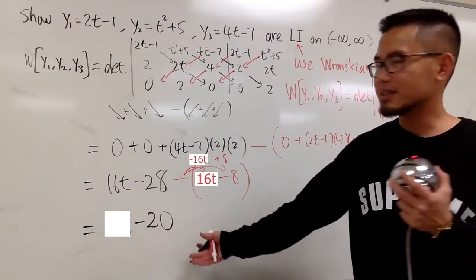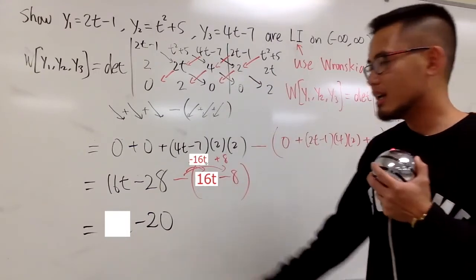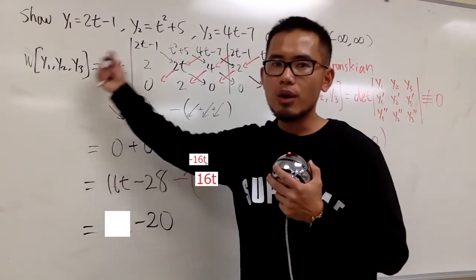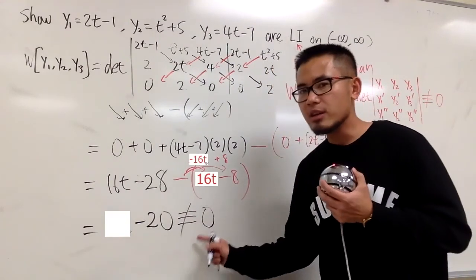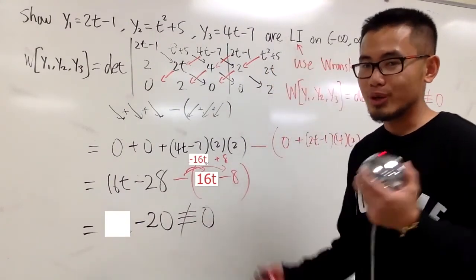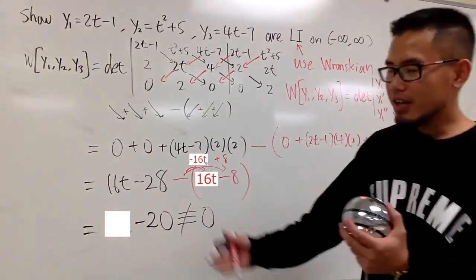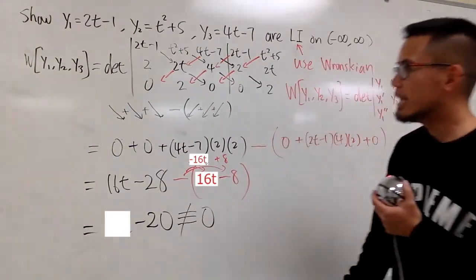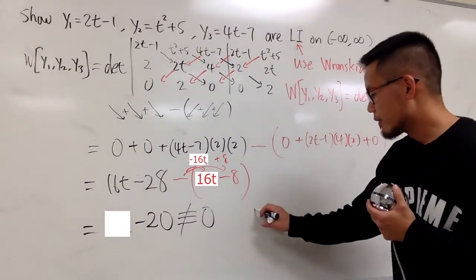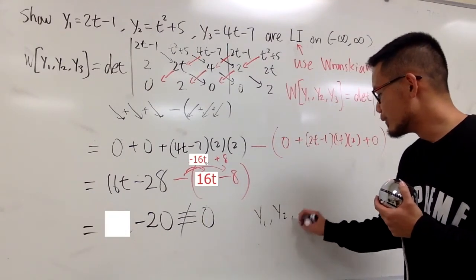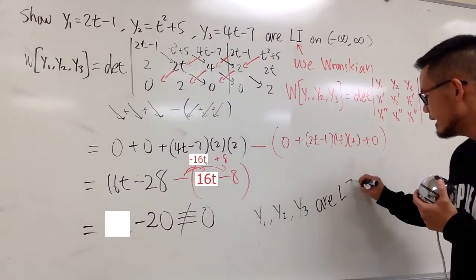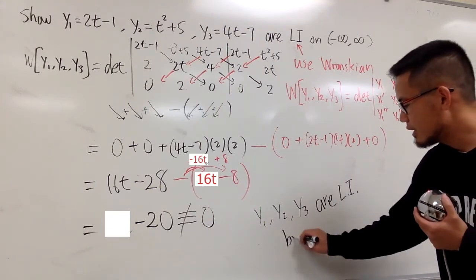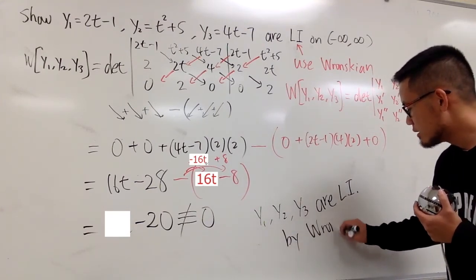This is the determinant of this 3 by 3 matrix. Namely, this is the Wronskian for these three functions. Just indicate that this is not identically equal to 0. You're good. This is great. Therefore, this is the work that you do. At the end, you can say that y1, y2, y3 are linearly independent by using the Wronskian.